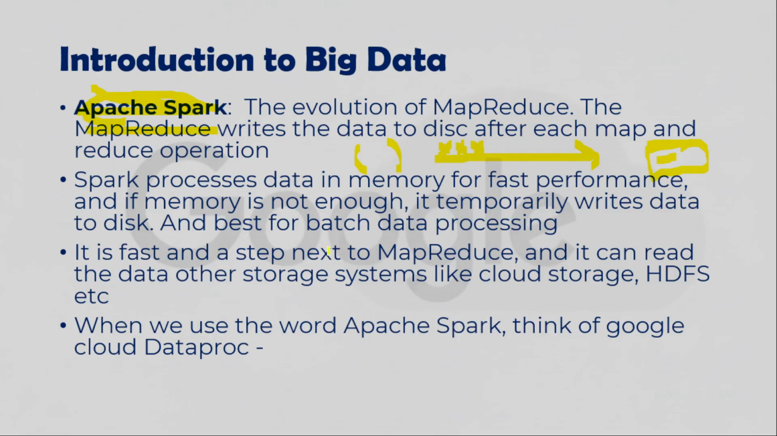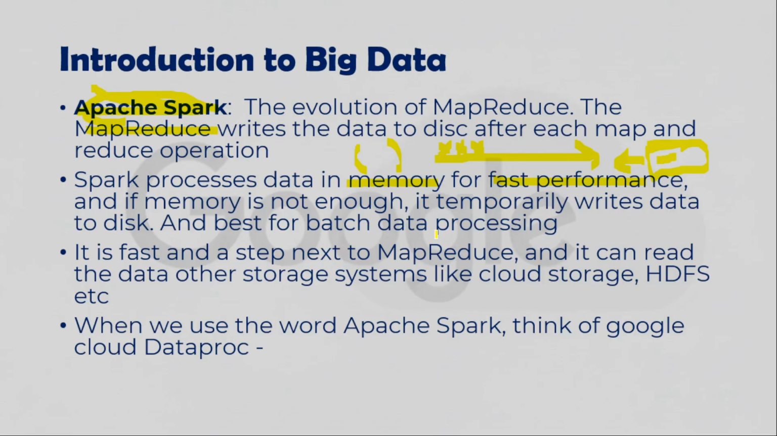So Spark improves this by processing data in memory, right? This is very important. What Spark does is, instead of writing the data all the way to the hard disk, Spark processes this data in its memory for fast performance. Hence, the performance of your data processing will be increased by using Apache Spark. So you can call Apache Spark an advanced version of MapReduce.